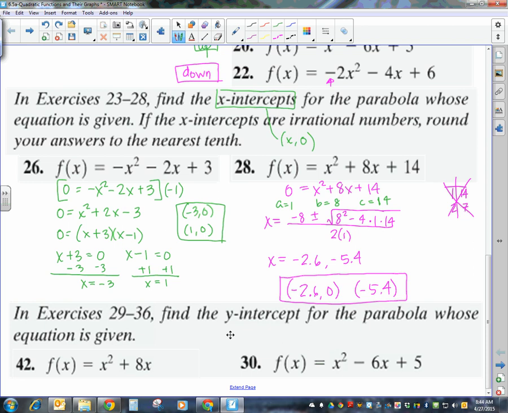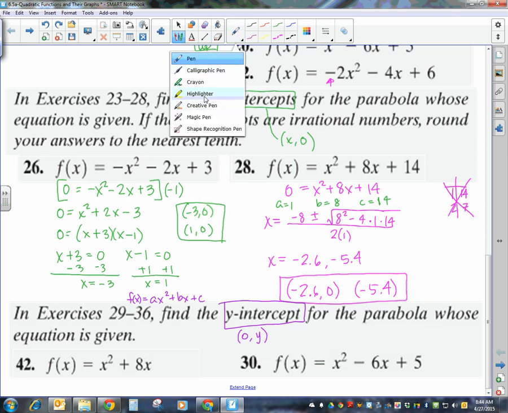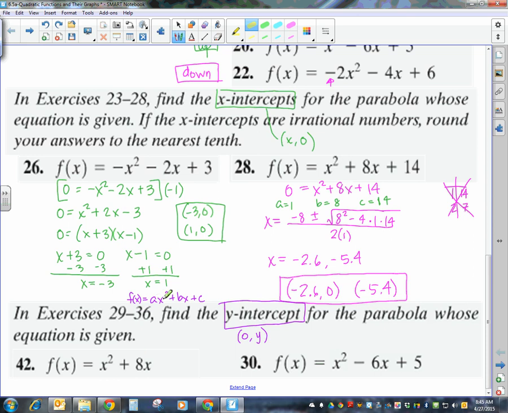Okay, this one's a heck of a lot easier. Find the y-intercept. Okay, so the y-intercept is, of course, 0 comma y, whatever that is. Well, the lovely thing about quadratic equations, f of x equals ax squared plus bx plus c, okay? If you put in 0 for x, that term goes away. That goes away. And this is always, always your y-intercept.